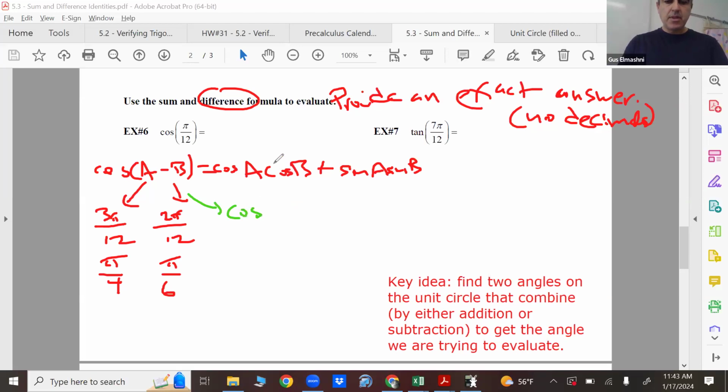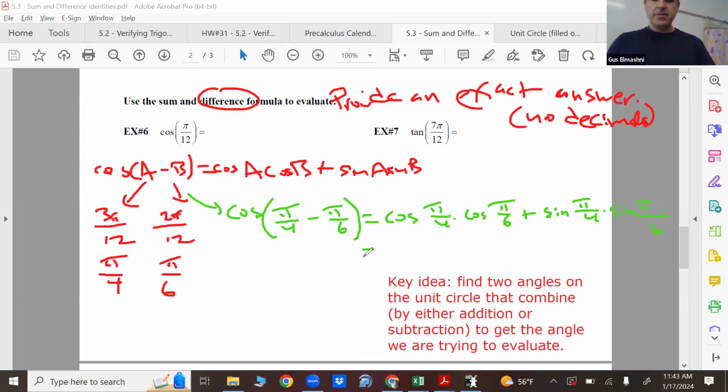Cosine of pi over 4 minus pi over 6 equals cosine of pi over 4 cosine of pi over 6 plus sine of pi over 4 sine of pi over 6. What's cosine of pi over 4? Root 2 over 2. What's cosine of pi over 6? I think it's root 3 over 2. Root 2 over 2 and 1/2. So you should get root 6 plus root 2 over 4.